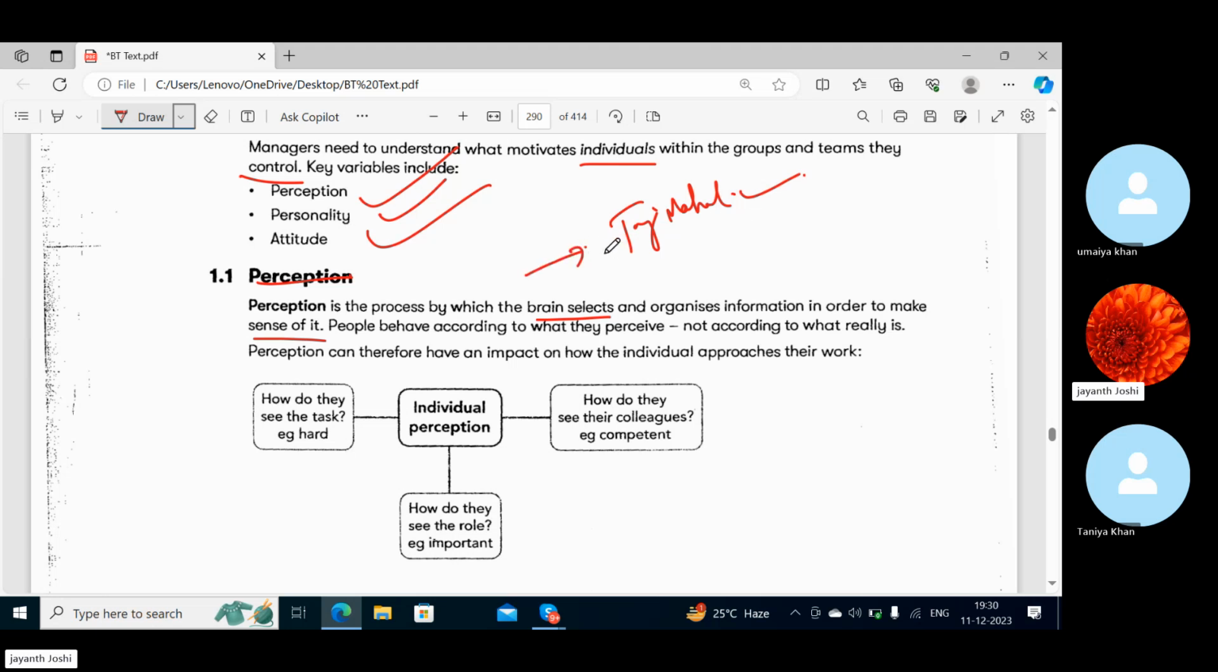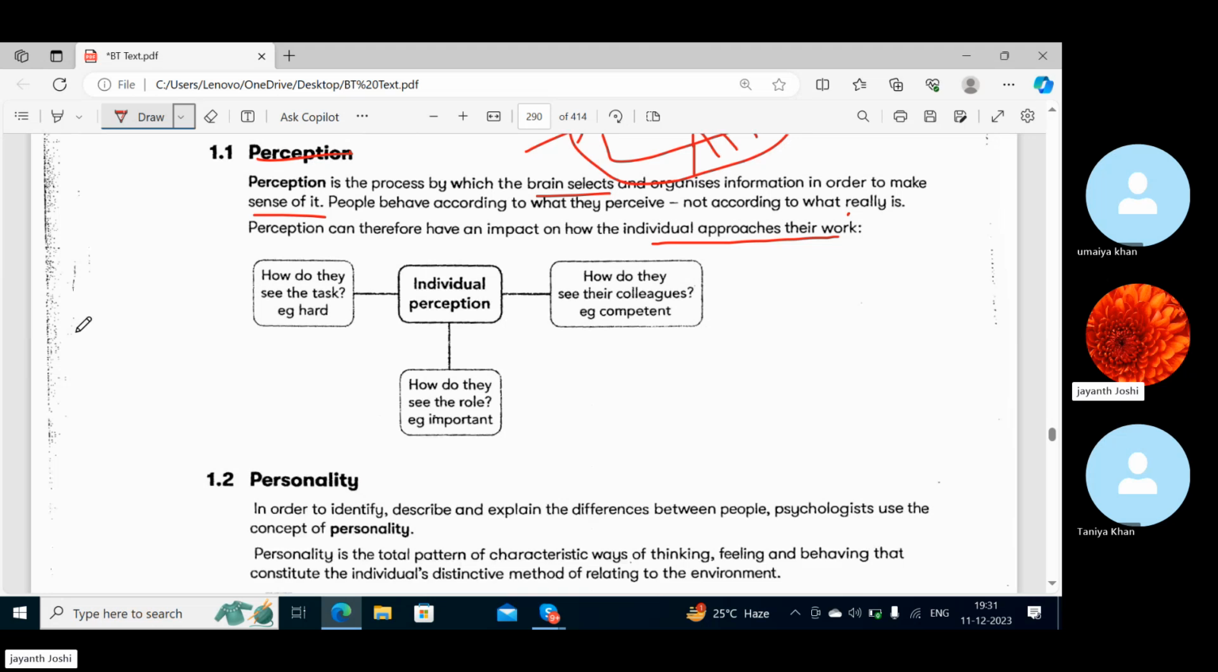So what is my perception regarding Taj Mahal? My brain will select this particular place or monument. And then all the information regarding Taj Mahal will be sorted out and organized in order to make sense of it. That means then I'll clearly understand what Taj Mahal is all about. If I select something and gather all the data, I can build a perception. Without selecting things and organizing information, you can't make a perception. So perception can have an impact on how the individual approaches their work. It is up to you how you perceive. If you think that you are very tired of doing work, then really you are tired. If you think that no, you can work hard, then you can work hard.